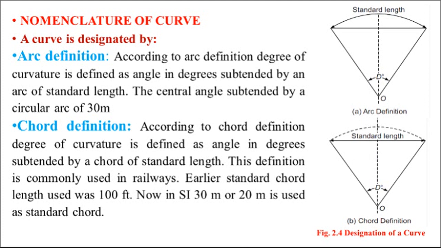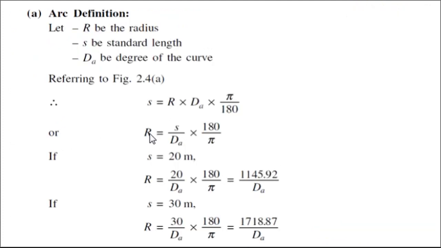Next slide. Now for the arc definition, we are deriving a small derivation for finding the value of the radius of the arc. For that, let r be the radius of the curve, S be the standard length, and dA be the degree of the curve.